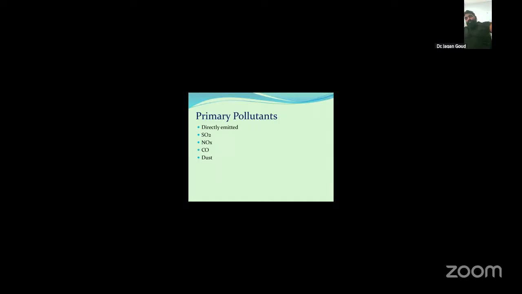Some environmental impacts: photochemical smog, acid deposition, and eutrophication of water bodies.